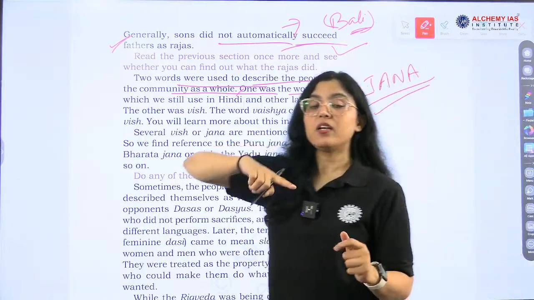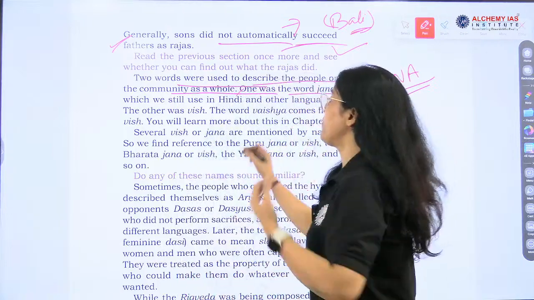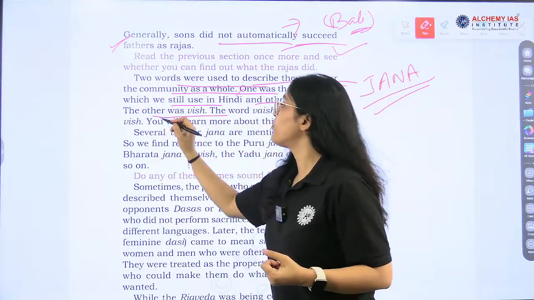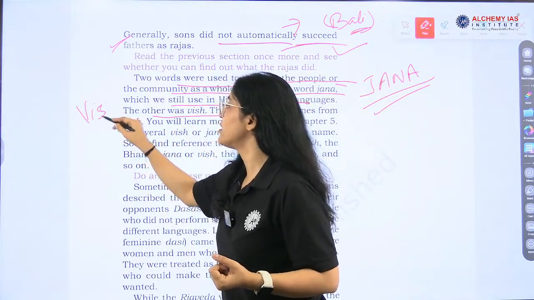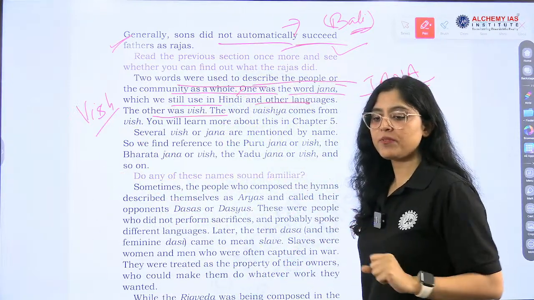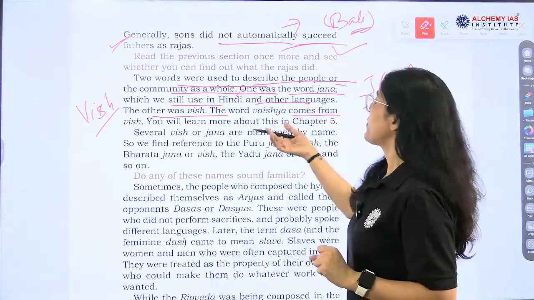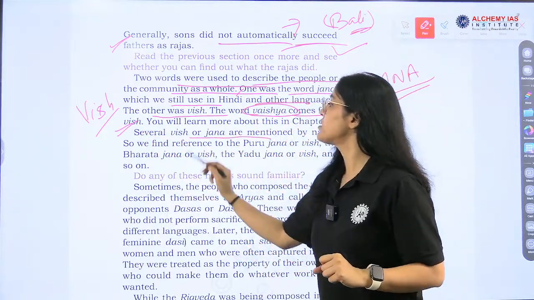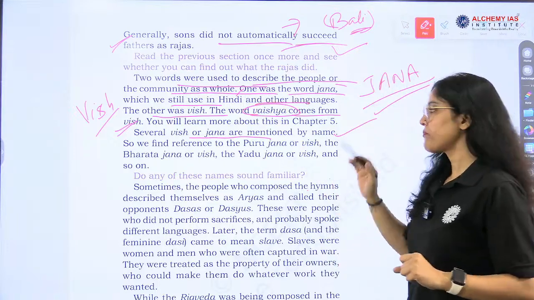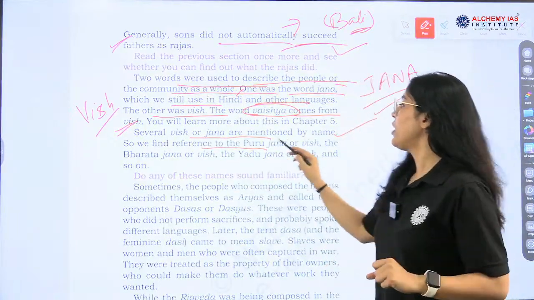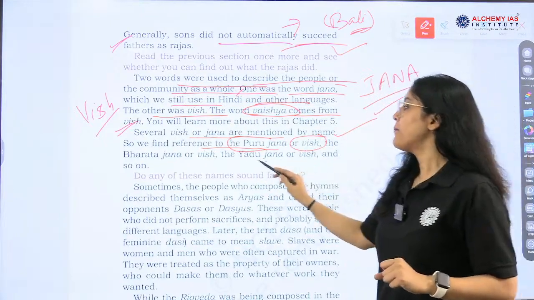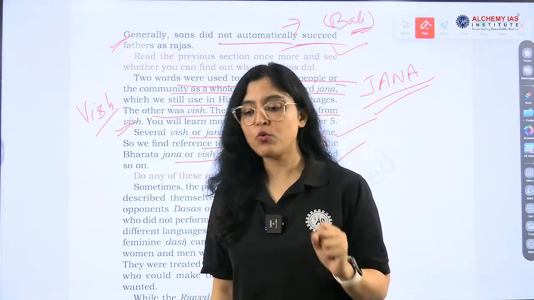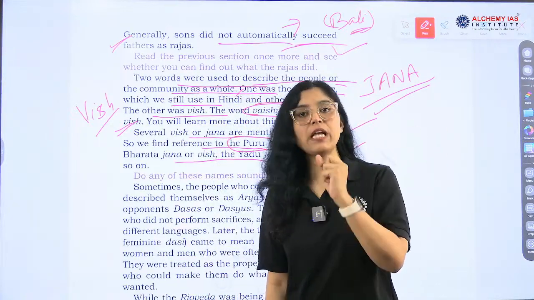The word Janpad comes from Jana, which we still use in Hindi and other languages. The other word was wish. Very important words, Jana and wish. The word Vaishya comes from wish. Now, several wish or Jana are mentioned by name. We find the reference to the Puru Jana or wish, Bharat Jana or wish, and Yadu Jana or wish. So these Bharat, Puru, Yadu, they were the tribes, the Janpads, right?